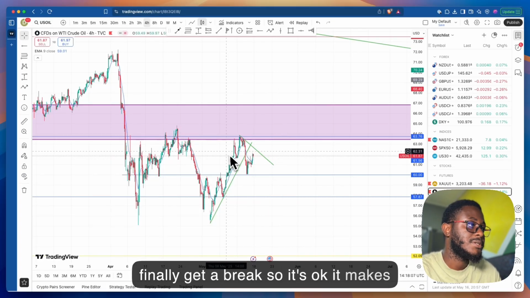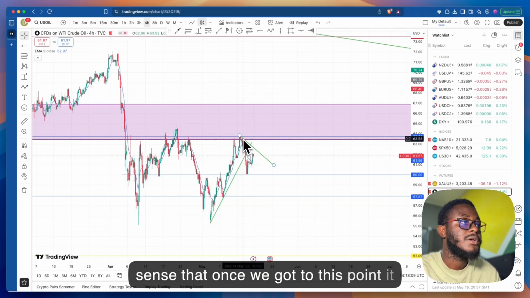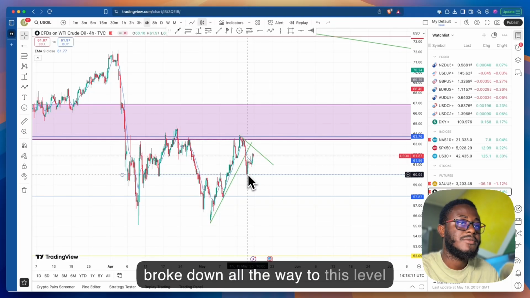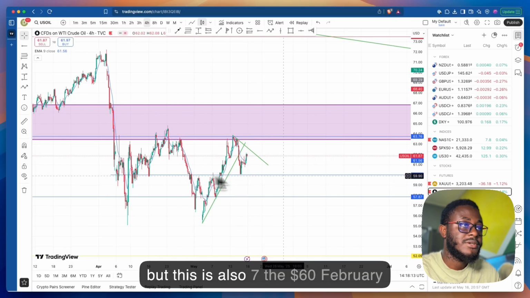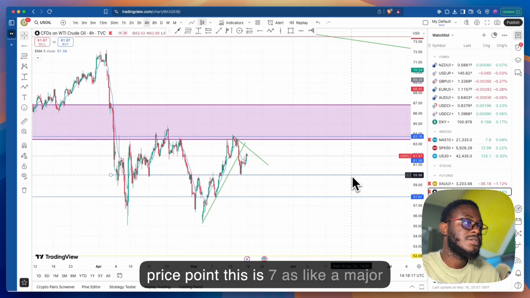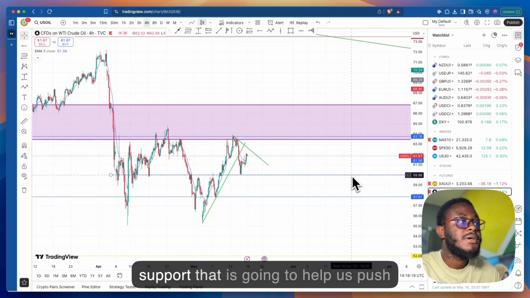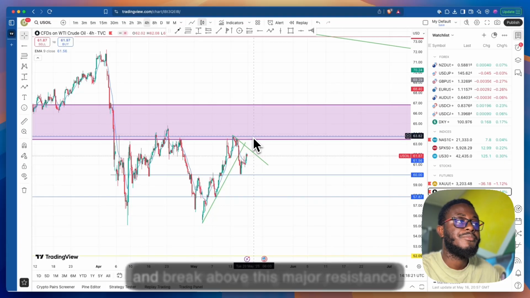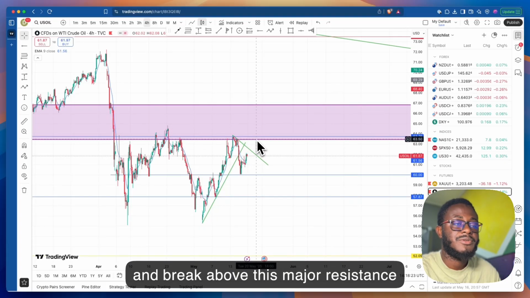So it makes sense that once the market got to this point, it broke down all the way to this level. But this $60 per barrel price point is serving as a major support that is going to help us push and break above this major resistance here.